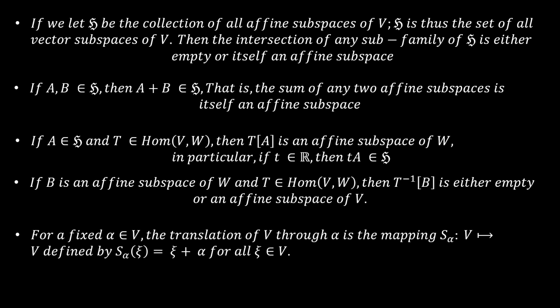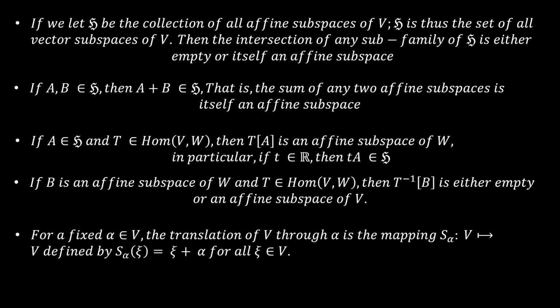And then one other thing we would love to know is, for a fixed alpha that's a member of the vector space V, the translation of V through alpha is a mapping S alpha from V onto V, because alpha belongs to V, and that vector is within space V, and you're moving the entire space V through alpha, which is a vector within V. That means you're mapping V to V, and that is defined as S alpha of xi equals xi plus alpha, for all xi that are elements of V.